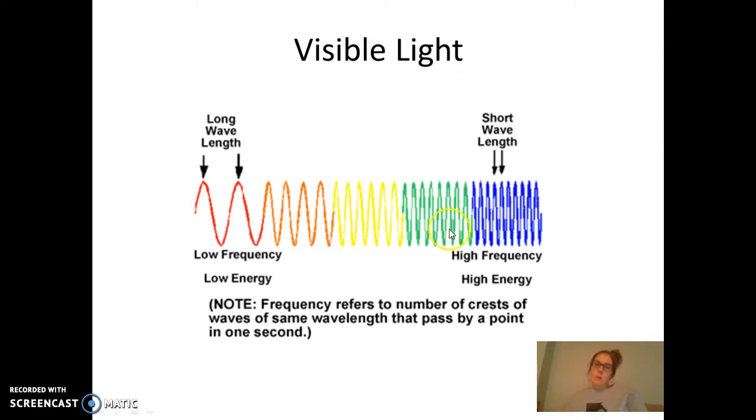Alright, if you look at this particular example, then we know that blue light would have the most energy and would travel the fastest, and then red would have the least amount of energy. Alright, so that is all for waves.